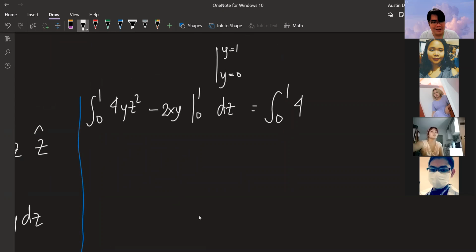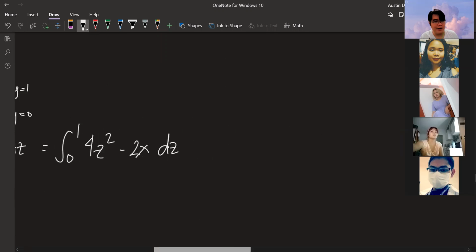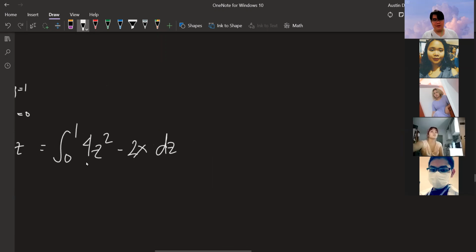So, it can get confusing if you suddenly lose your place in the middle of your solution. Going back, sorry, I say too much again. Minus 2x, then dz. And then we'll have to evaluate the integral again. From our elementary calculus, we'll have 4z cubed over 3, and this is just 2xz evaluated at z from 0 to 1.